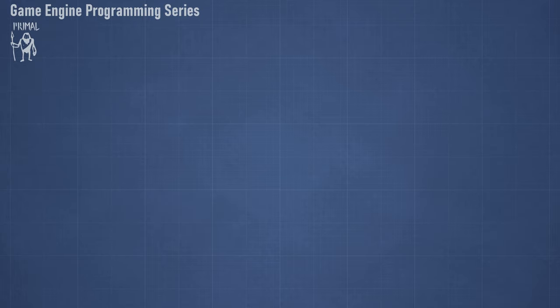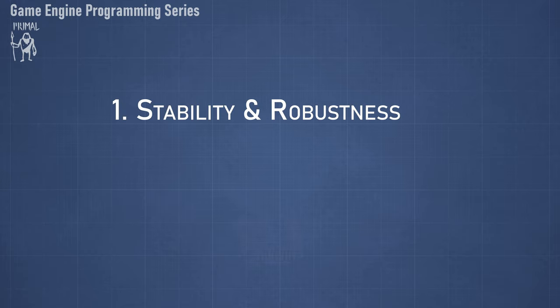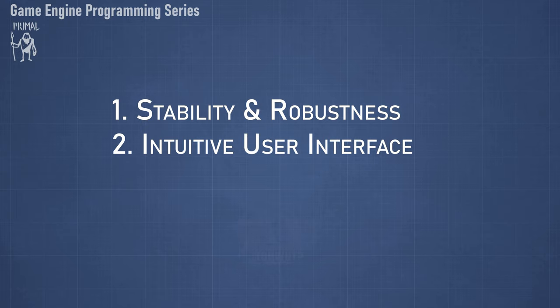I can think of three properties that, in my opinion, make for a pleasant user experience. First, stability and robustness, i.e. don't crash and don't have bugs. The second item is intuitive user interface, so we don't have to read a lot of documentation to figure out how it works. And the third one is aesthetics, which is the look and feel of the software.